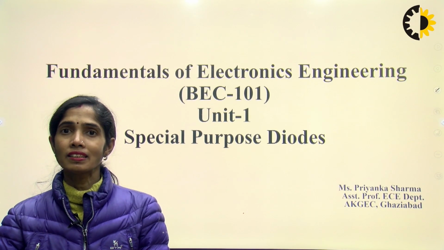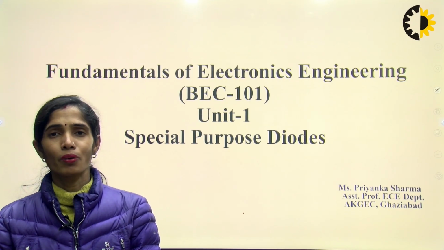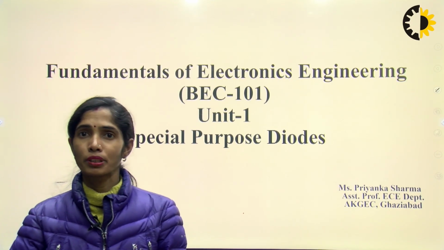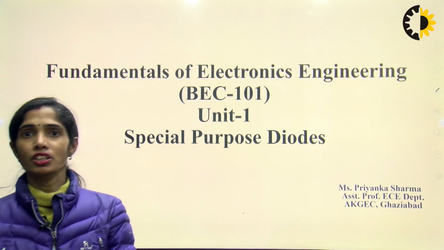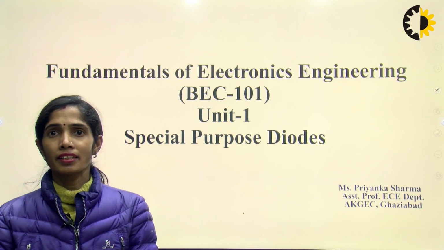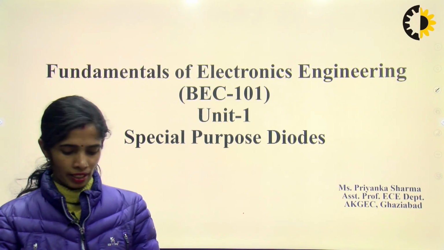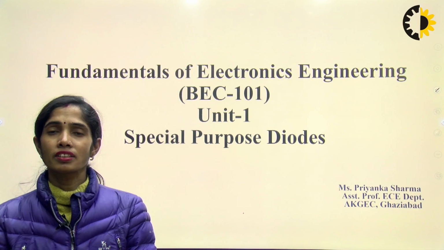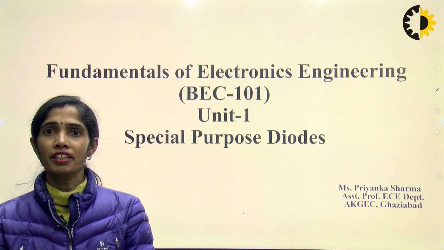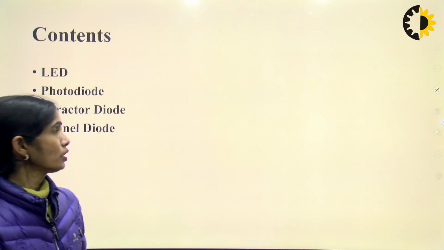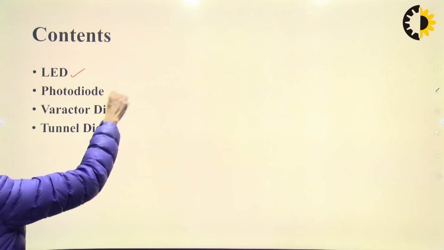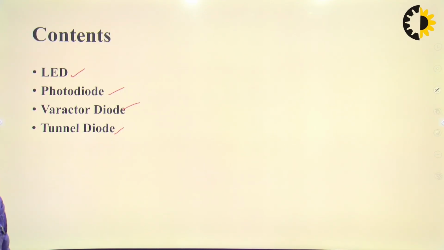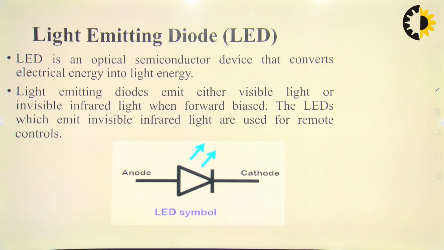In this subject, we are going to discuss the topic of special purpose diodes. We are going to cover the PN junction diodes of different materials, called special purpose diodes, and also discuss their applications where they can be used. First, we will discuss the contents: LED, photodiode, varactor diode and tunnel diode. We will start with the LED.